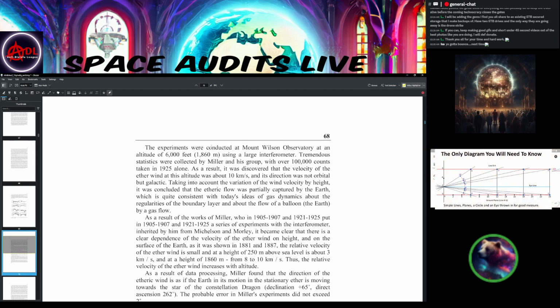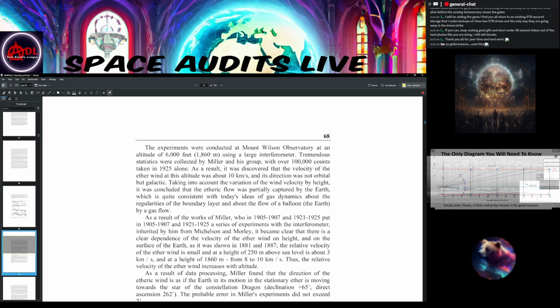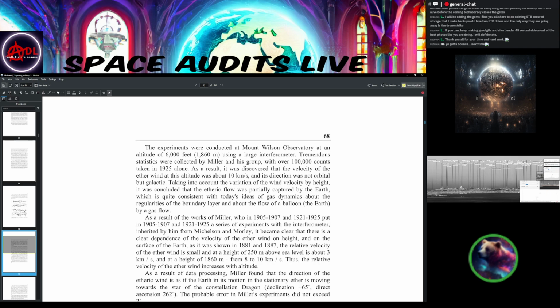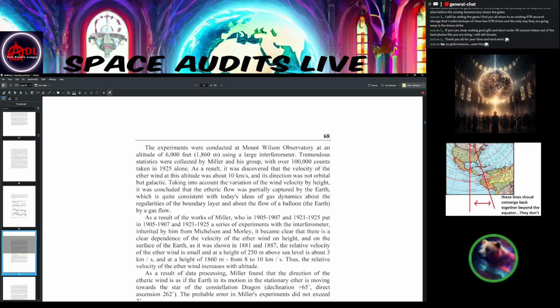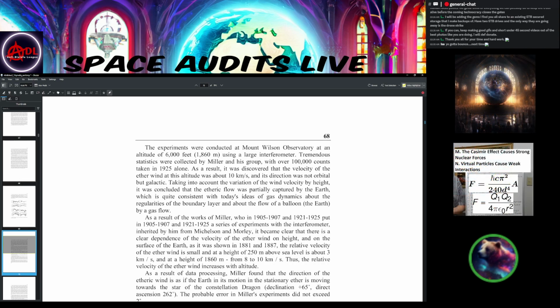The experiments were conducted at the Mount Wilson Observatory at altitude of 6,000 feet, 1,860 miles. Using a large interferometer, tremendous statistics were collected by Miller and his group, with over 100,000 counts taken in 1925 alone. As a result, it was discovered that the velocity of the ether wind at altitude was about 10 kilometers a second, and that its direction was not orbital but galactic.